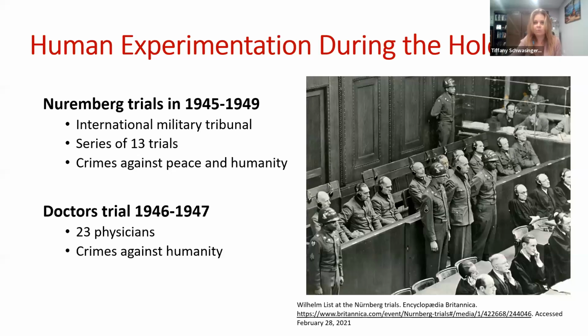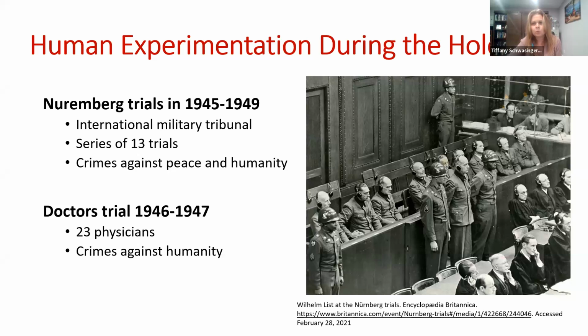The most commonly cited one, of course, is what happened during the Holocaust. So unfortunately, at that time, in the name of science, physicians did horrible atrocities to people, trying to understand the limitations of the human body. Most people do know that the Nuremberg trials occurred in 1945 to 1949. It was an international military tribunal, a series of 13 trials, where people that were involved with the Holocaust and the concentration camps were charged with crimes against peace and humanity.